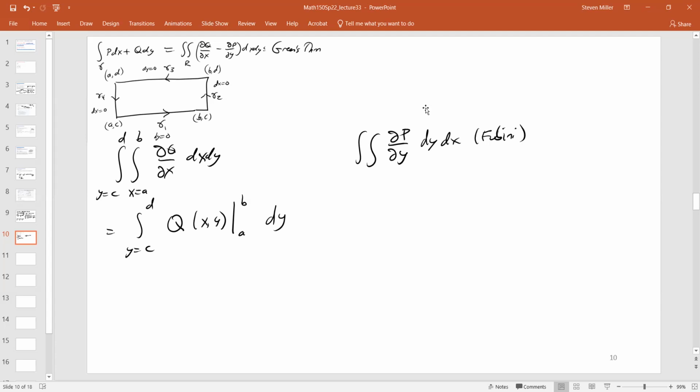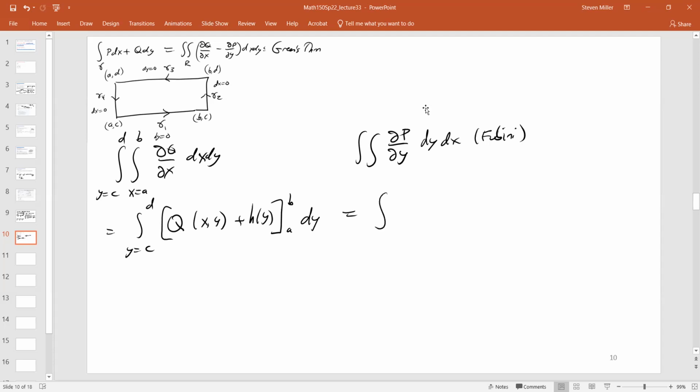If you want, we could do it more generally. It would be q of xy plus some function that depends only on y, and I evaluate this at a and b. But what's going to happen to that function h of y when I evaluate it at x equals a and x equals b? Nothing, it's going to cancel. I have h of y at b, I have h of y at a. So whatever that constant is, it doesn't really matter, so I can drop it.